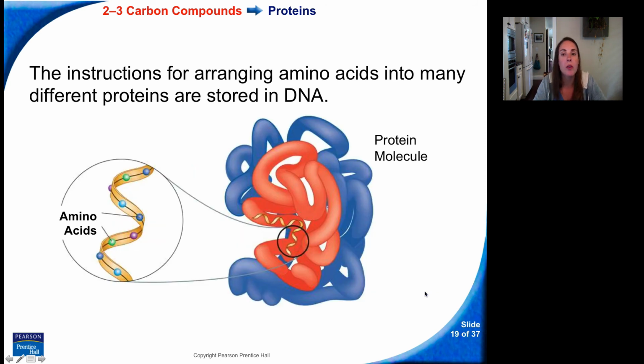The instructions for arranging amino acids into many different proteins are stored in DNA. And you guys are going to see that later in the year, exactly how proteins are made. But the information comes from DNA, and then we assemble the amino acids in the order that the DNA tells us to.